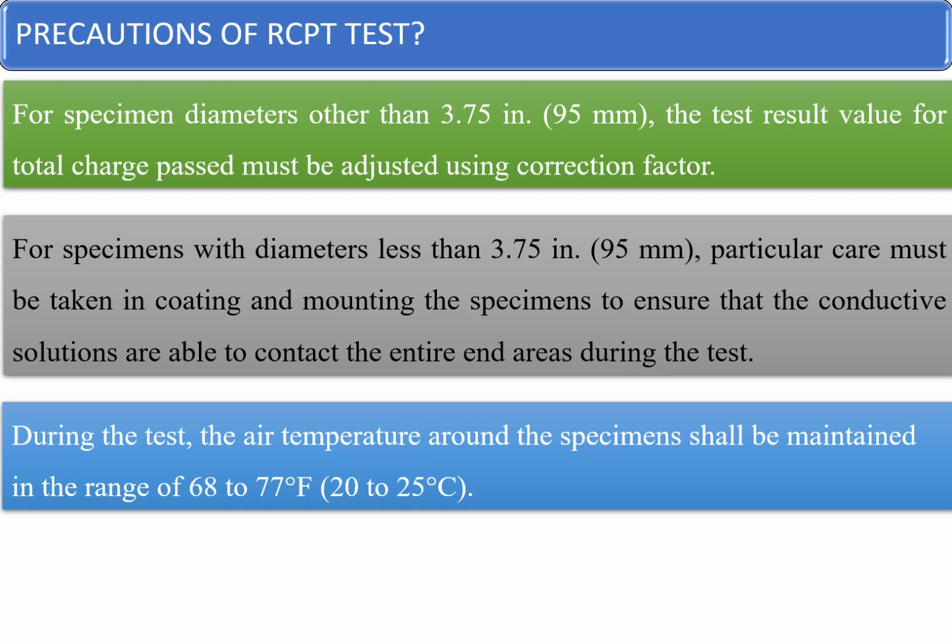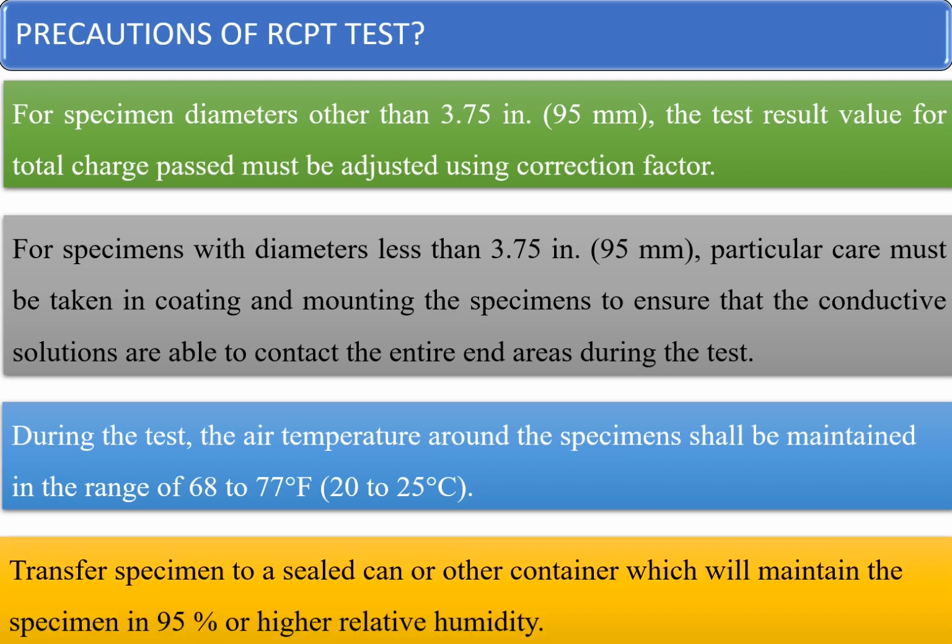During the test, the air temperature around the specimen should be maintained in the range of 20 to 25 degrees centigrade or 68 to 77 degrees Fahrenheit. Transfer the specimens to a sealed can or other container which will maintain the specimen in 95% or higher relative humidity. So these are the conditions which one has to maintain during the RCPT test, or we can say the precautions required for RCPT test.